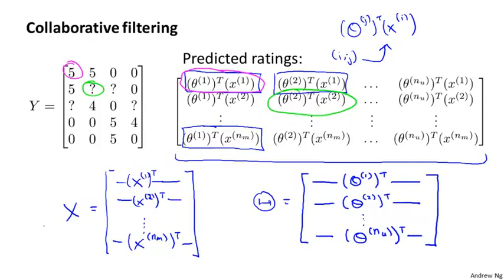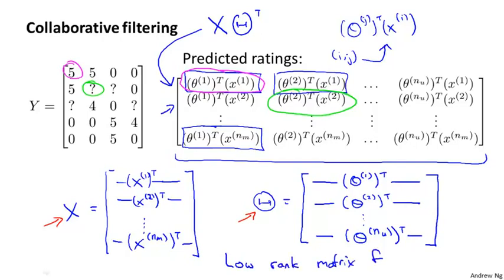Now, given this definition for the matrix X and this definition for the matrix Theta, in order to have a vectorized way of computing the matrix of all of the predictions, you can just compute X times the matrix Theta transpose, and that gives you a vectorized way of computing this matrix over here. To give the collaborative filtering algorithm that we've been using another name, the algorithm that we're using is also called low rank matrix factorization. And so if you hear people talk about low rank matrix factorization, that's essentially exactly the algorithm that we've been talking about.